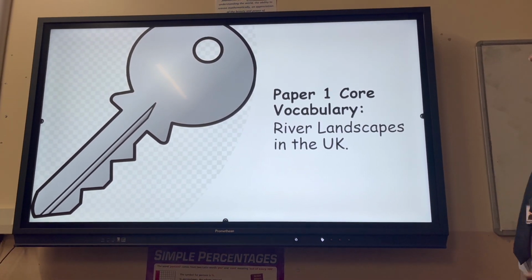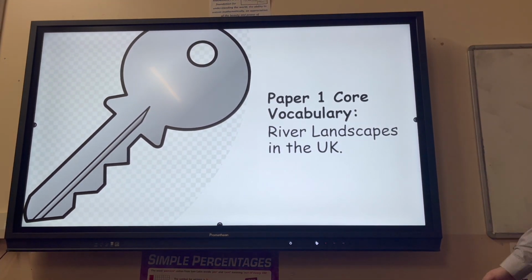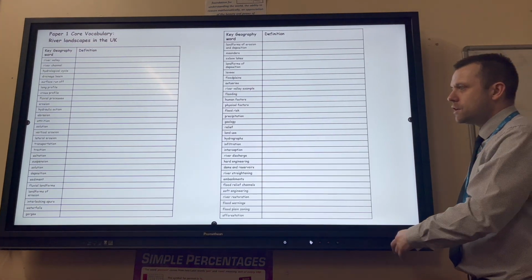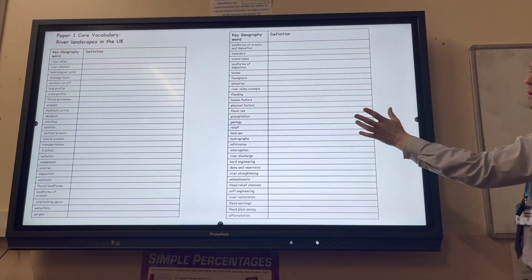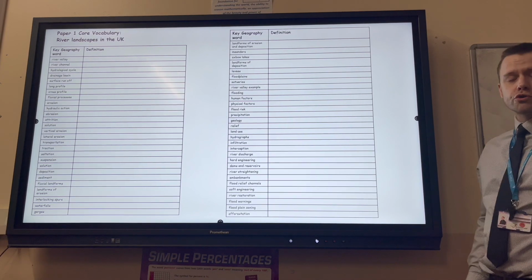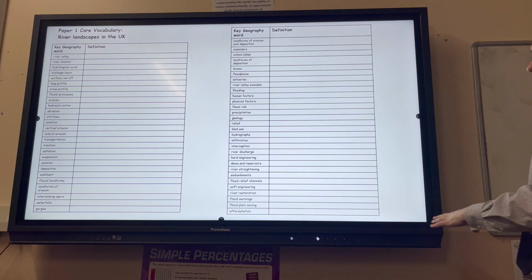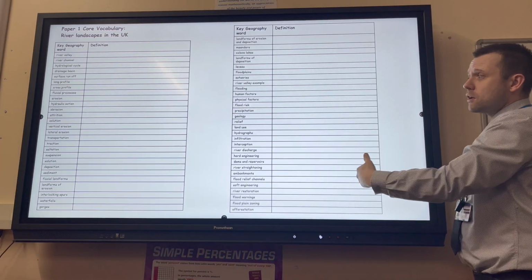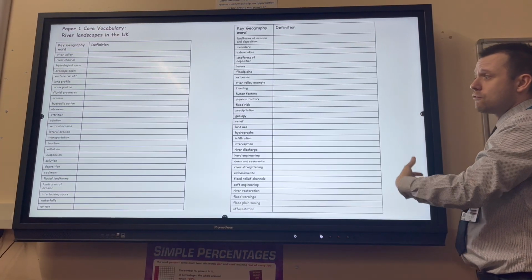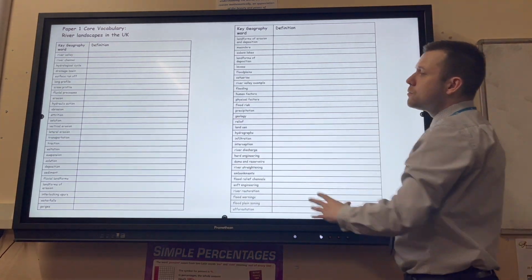Okay, so paper 1 core vocabulary, river landscapes in the UK. Now, as with all these videos, there is this worksheet that you can print screen, print out, or just come and grab off one of your teachers that has got all the keywords in that you can then define, and then you can watch the video, check your definitions, and anything that you got wrong you can add to. Don't be daunted by the vast number of words.